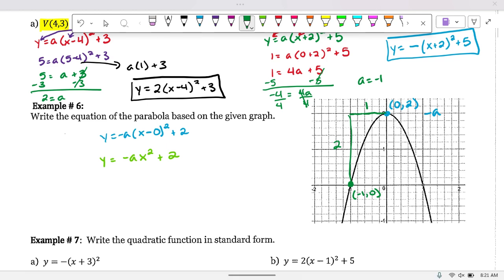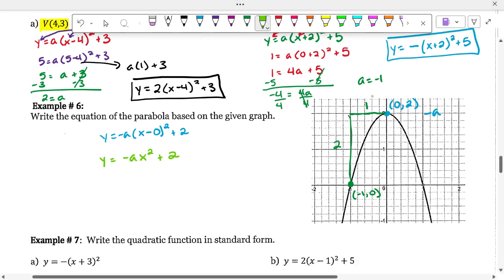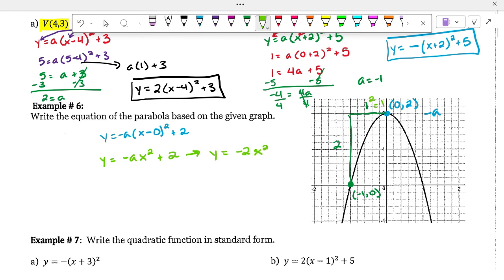So let's think about this logically. We know we have to square this 1. So what's 1 squared equal to? It's equal to 1. Now, what times 1 would give me 2? 2. So our scale factor is going to be 2, but it's the negative version of 2 because we're going down. All right. So we can assume that this is y is equal to -2x squared plus 2.